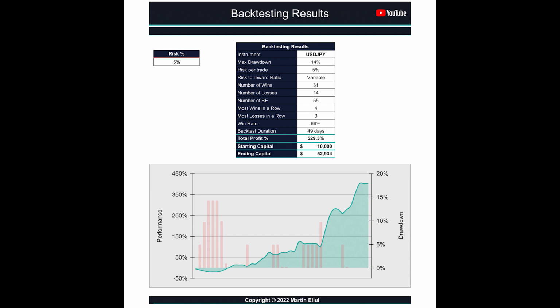We've got 529% of profit. So if you would have started in December 2021 with $10,000, you would have ended up with $52,000 in January 2022. To be honest, this is really surprising. When I was performing the backtest, a lot of the trades were break-even trades. As you can see, it's 55% of the trades, but in times of trending markets on the 1 hour time frame, you know, as you can see from the charts, the results compound massively.